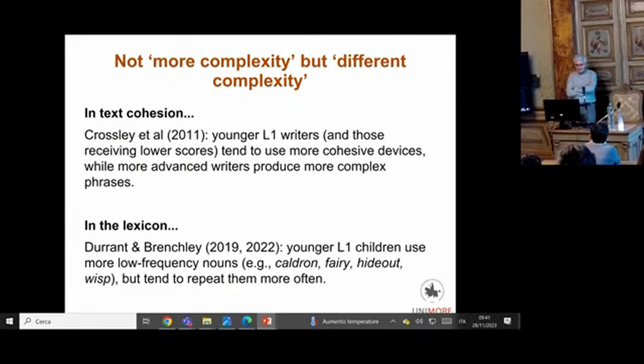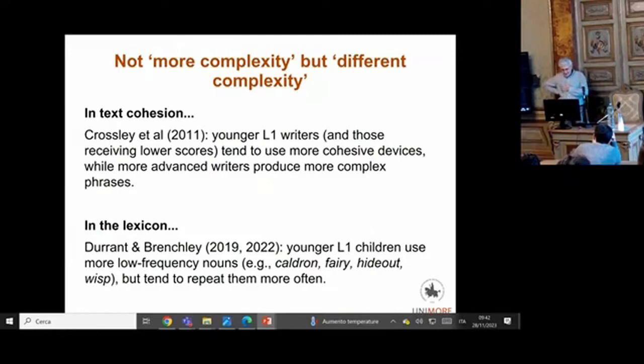I particularly like a study by Crossley and colleagues showing that younger L1 writers, and also those receiving lower quality scores, tend to use more cohesive devices. So we normally teach at school, use cohesive devices, use connectives, fill up your text with connectives. Well, it seems that so many connectives are actually an index of low proficiency. So in that case, decomplexifying your connectives range leads you to more proficiency, and probably it's a consequence of more development.